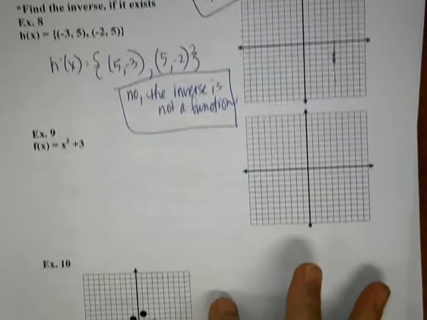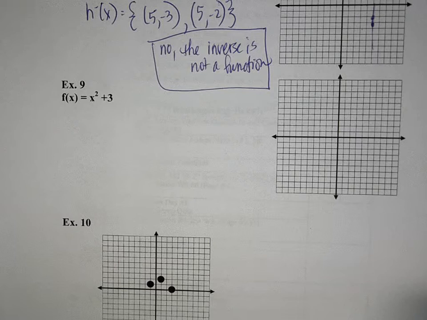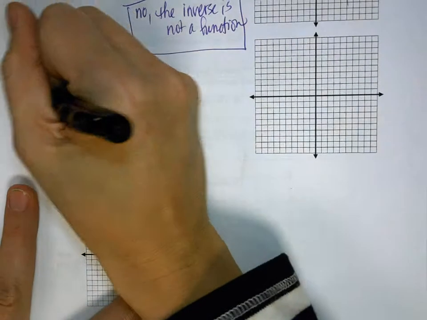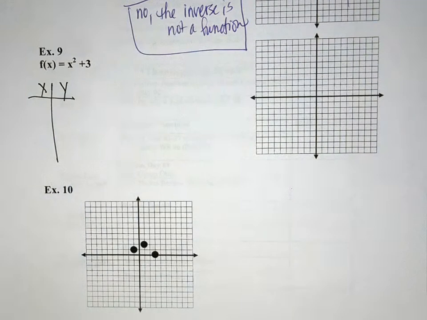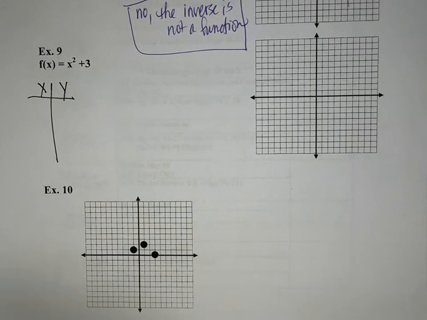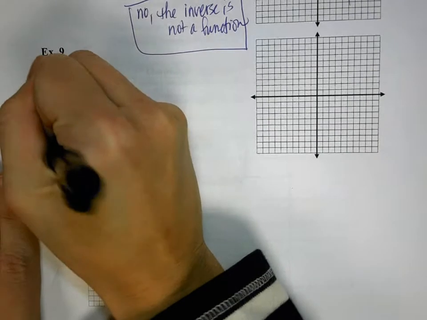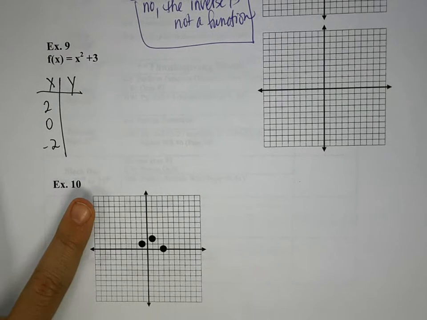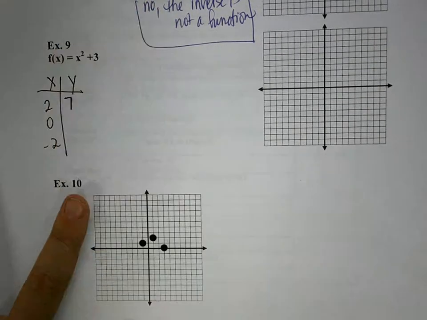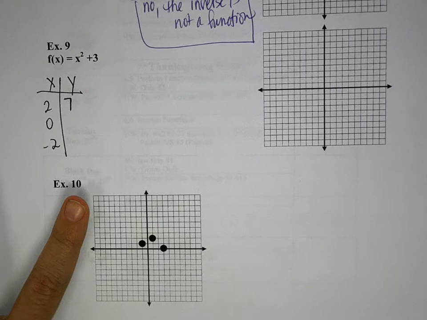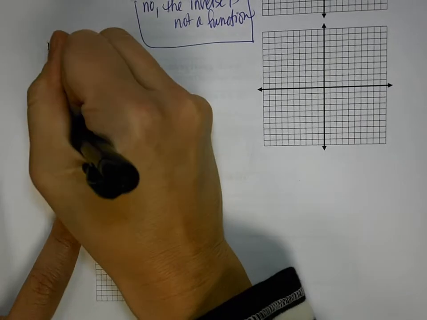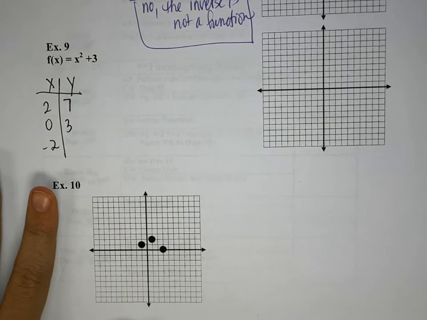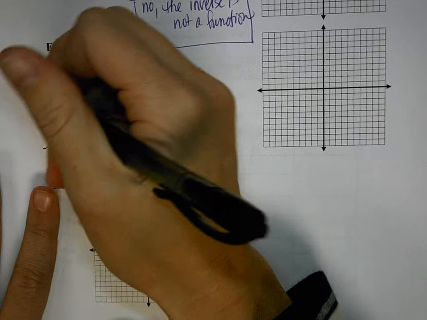What do you think is going to be the easiest way to find the inverse on example 9? Do a t-chart. Good. Do a t-chart for your original equation and then flip around your x's and y's. What numbers do you guys want to use? Negative 2, 0, 2. When we plug in 2, 2 squared is 4, and 4 plus 3 is 7. You plug in 0, 0 squared is 0, 0 plus 3 is 3. Negative 2, when you plug in negative 2 squared is 4, and 4 plus 3 is 7.